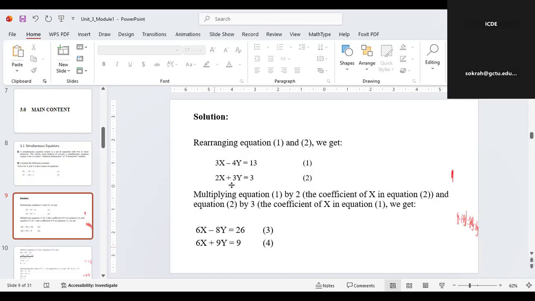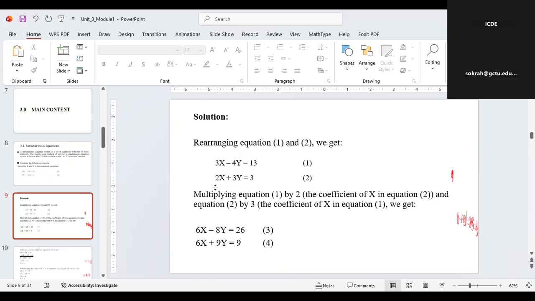Now, you don't just use the 2 and the 3 to multiply only the x values. Once you decide to use the 3 in equation 1 to multiply equation 2, everything in equation 2 will be multiplied by the 3. The same thing when you take the 2 to multiply equation 1, everything in equation 1 has to be multiplied by the 2. So that is what you see here.